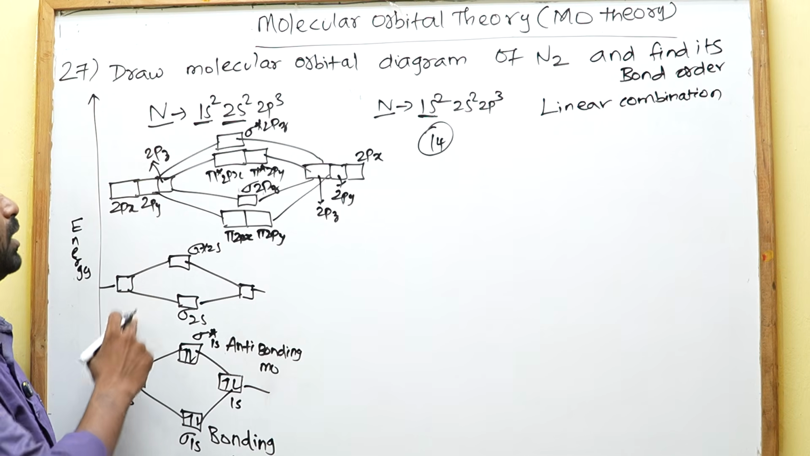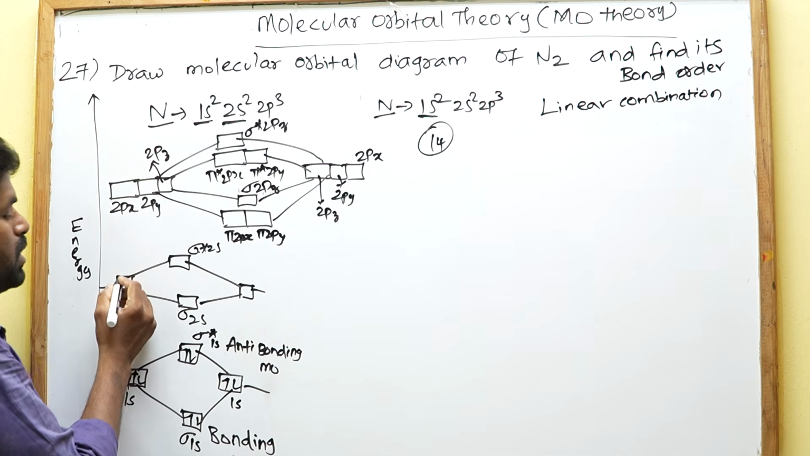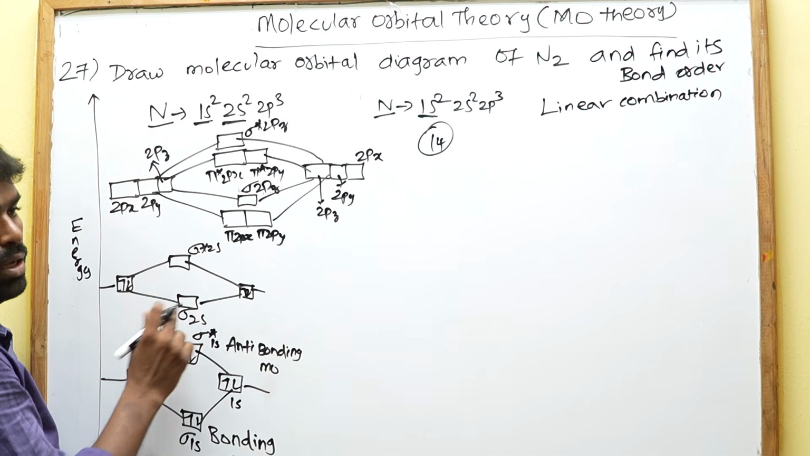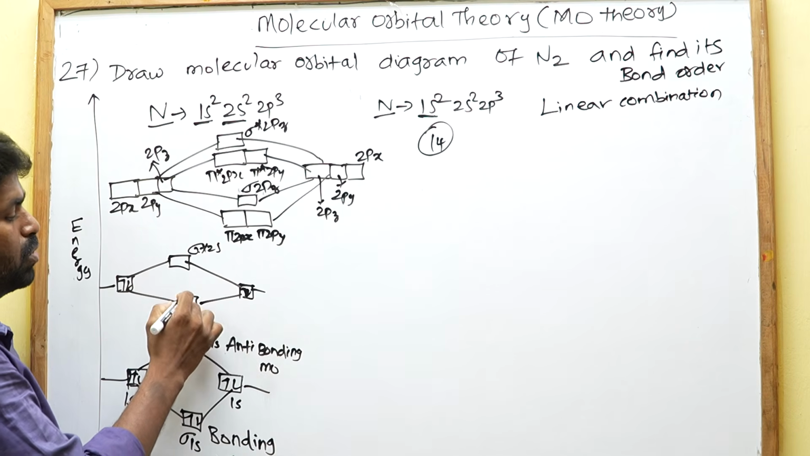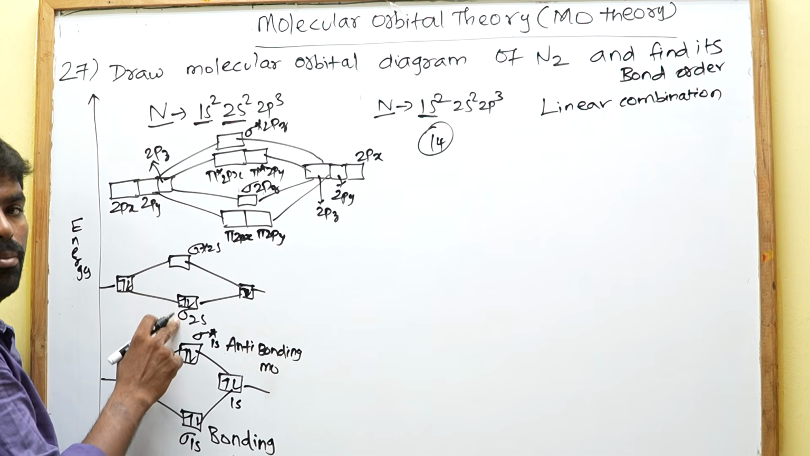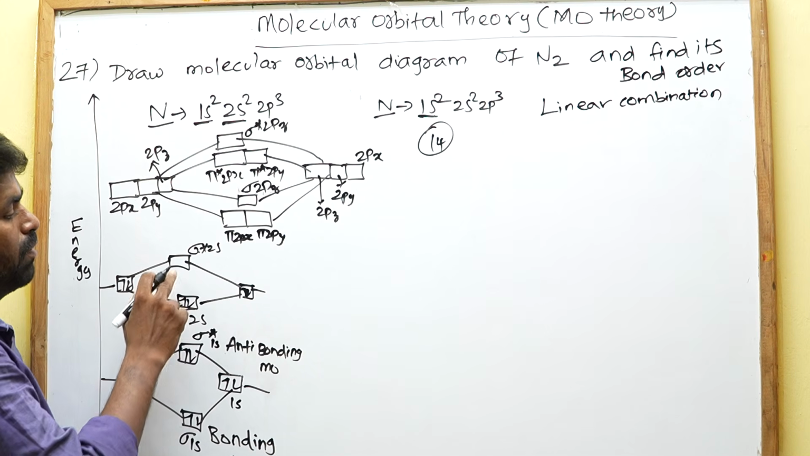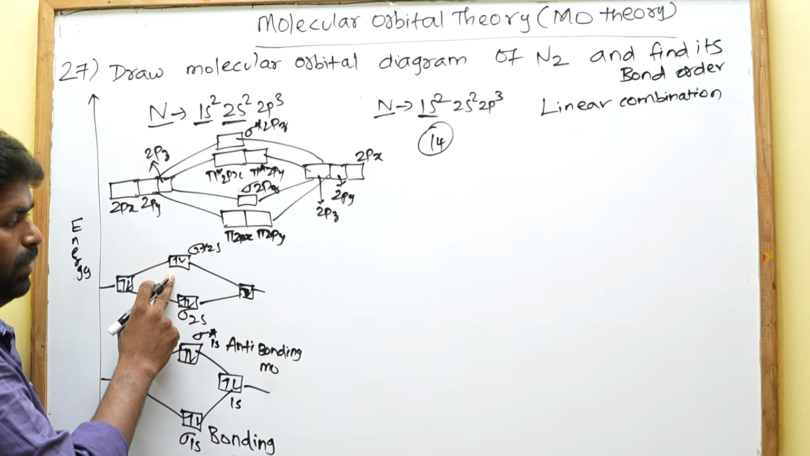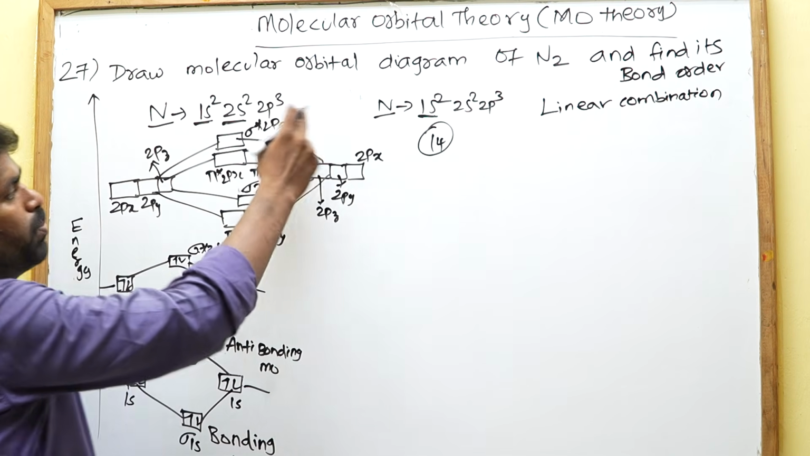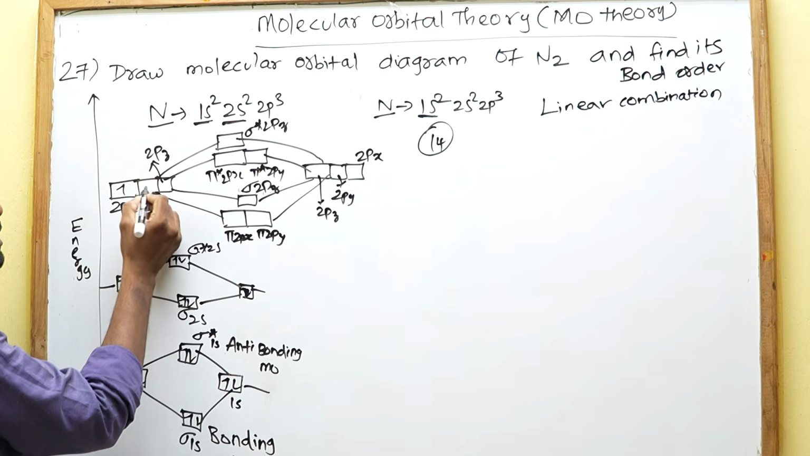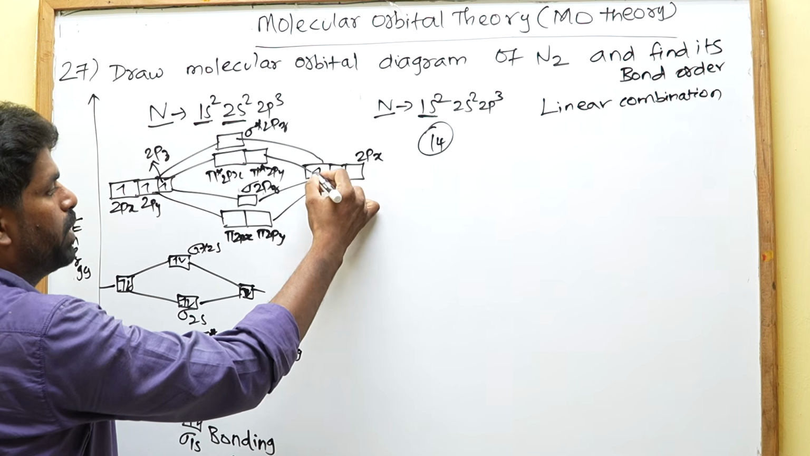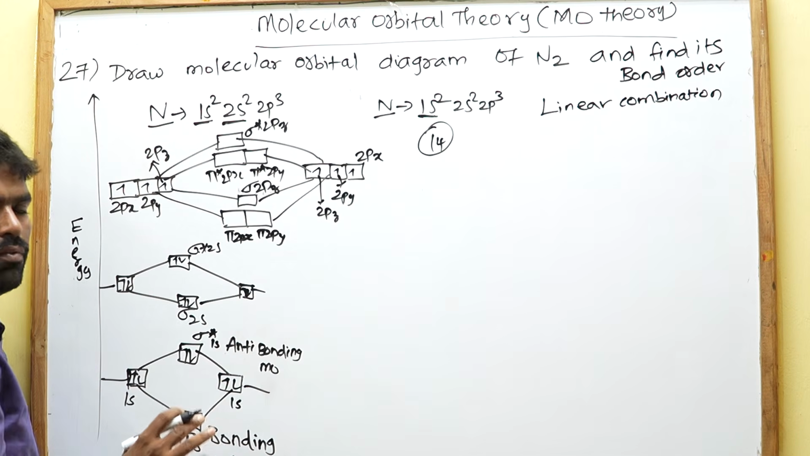Similarly 2s2, 2s2. So this orbital has 2 electrons, this orbital has 2 electrons. In total 4 electrons. So 2 electrons are filled in the bonding molecular orbital level, whereas 2 electrons are filled in the anti-bonding molecular orbital level. Similarly, in the 2p case, we have 3 electrons, so each electron occupies 2px, 2py, 2pz. Similarly, 2px, 2py, 2pz. In total, we have 6 electrons.